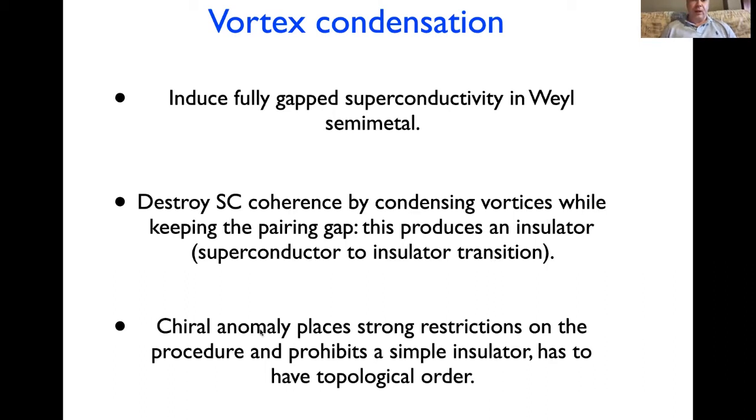And so it turns out that the chiral anomaly places restrictions on this procedure and always prohibits a simple insulator, but allows an insulator with a particular type of topological order that leads to this fractional quantum Hall effect.